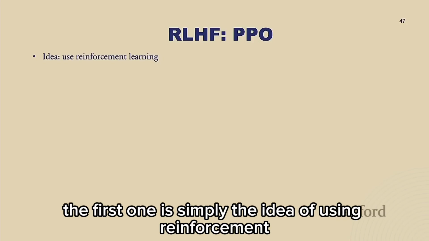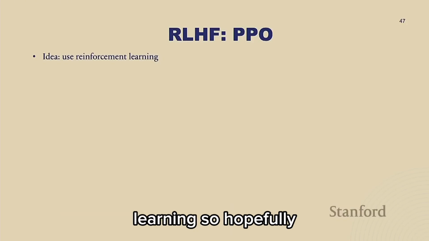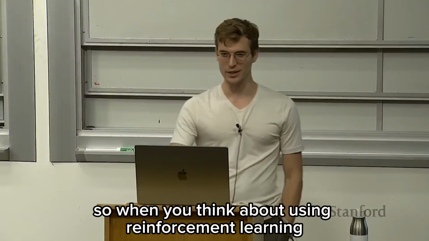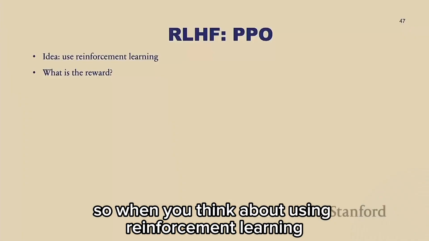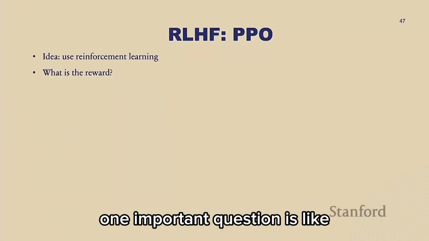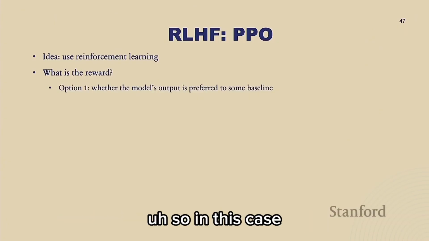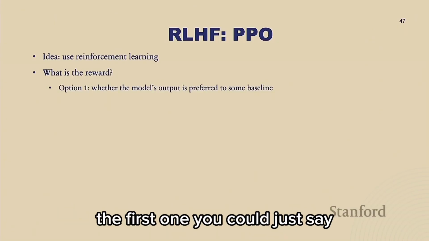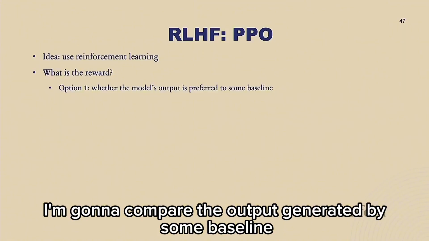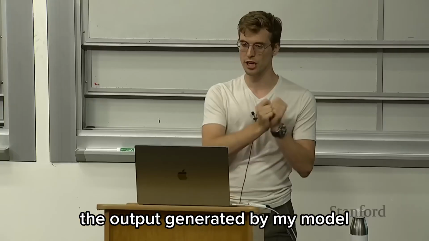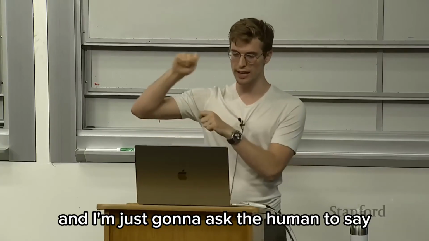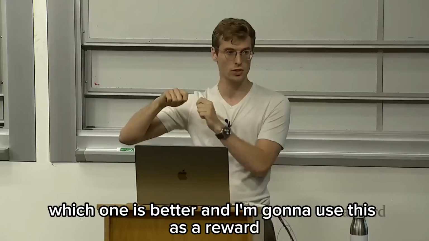There are two ways that we're going to talk about, and two that are mainly used in the community. The first one is simply the idea of using reinforcement learning. Hopefully you all know what reinforcement learning is now. When you think about using reinforcement learning, one important question is, what is the reward that we're optimizing? In this case, there are really two options. The first one, you could just say, I'm going to compare the output generated by some baseline with the output generated by my model, and I'm just going to ask the human to say which one is better, and I'm going to use this as a reward.